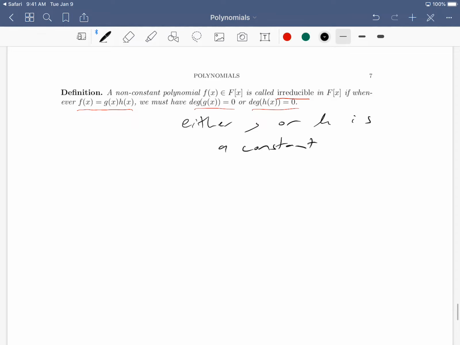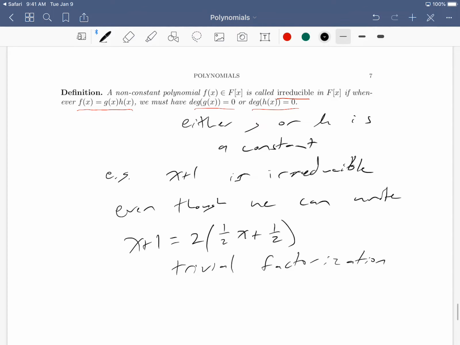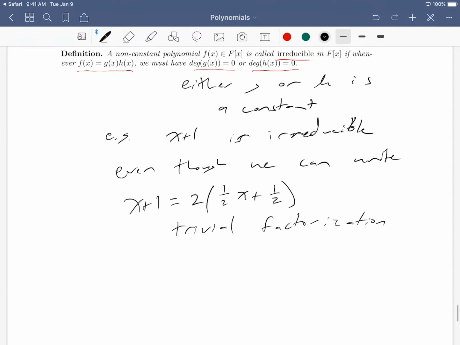So for example, x plus 1 is irreducible, even though we can write x plus 1 as 2 times (a half x plus a half). So this doesn't count as a true factorization. This is a trivial factor. So x plus 1 is irreducible because the only way to factor it is trivially like that.